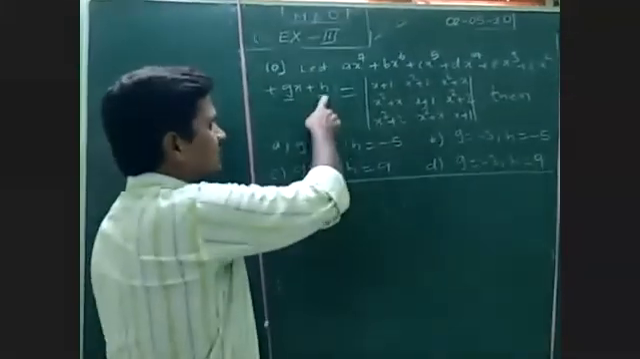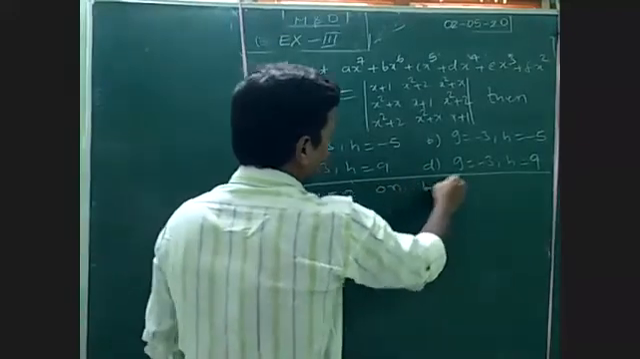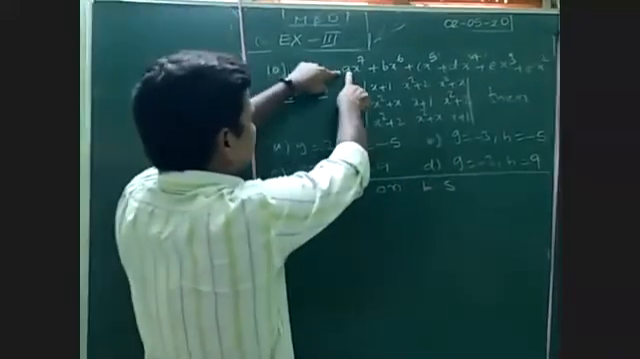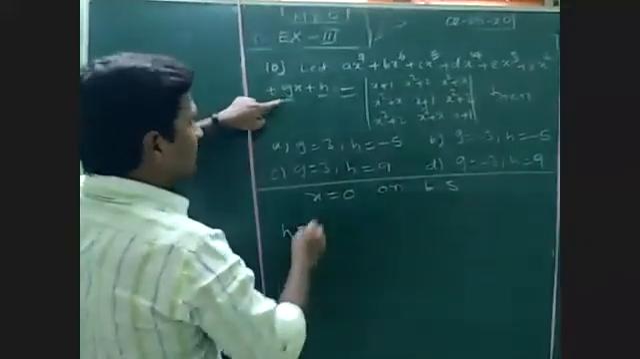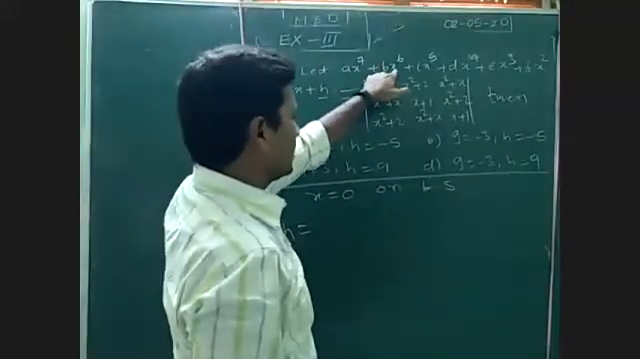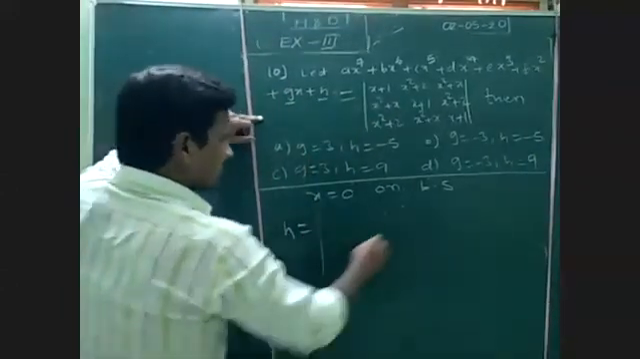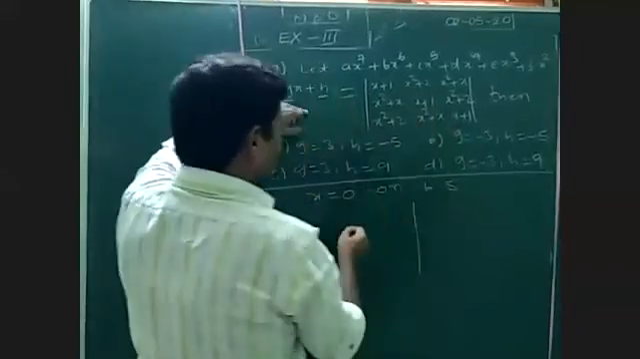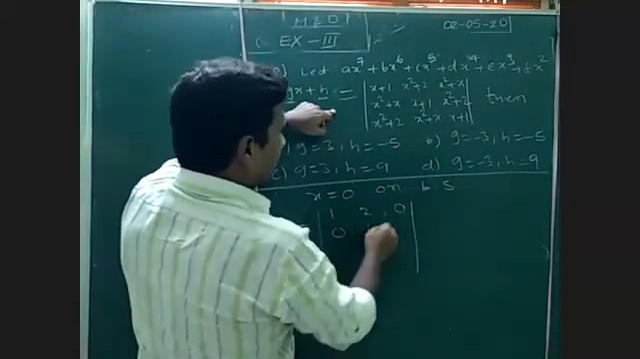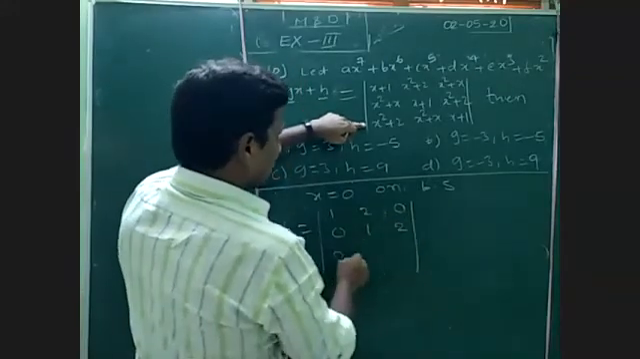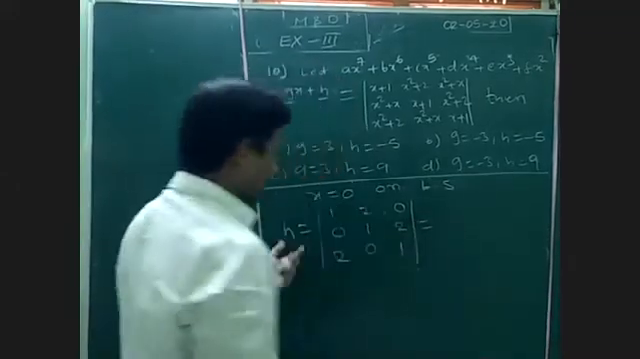h is a constant. Substitute x is equal to 0 on both sides. Here, x is equal to 0 means we'll get only h. Left side is only h, because a into 0, b into 0, up to g into 0 becomes 0. Right side, put x is equal to 0: 1, 2, 0 and 0, 1, 2, then here 2, 0, 1. Find this determinant, and we'll get the h value.